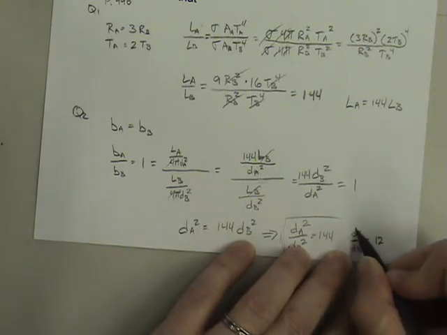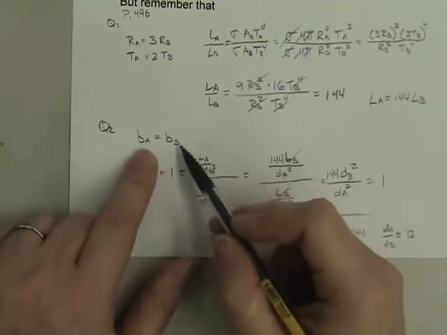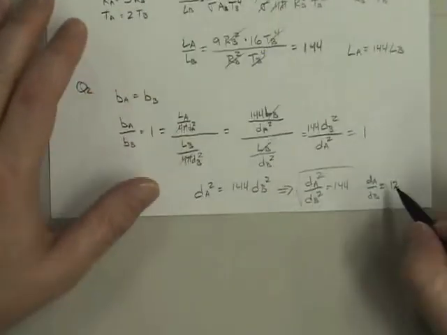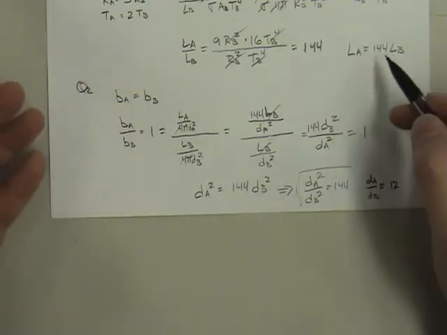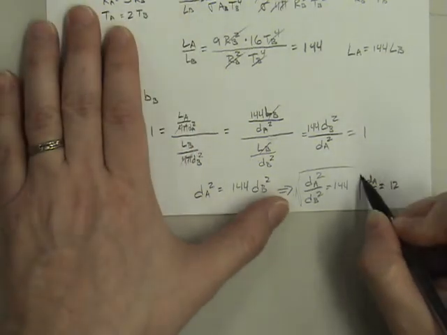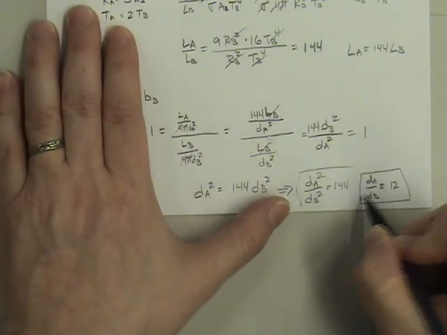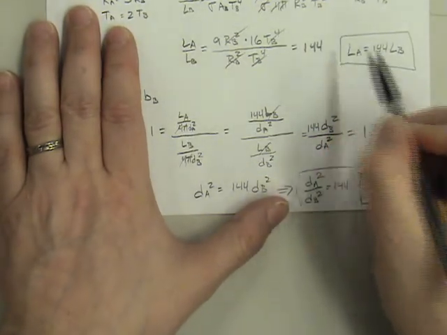So for these two stars to have the exact same apparent brightness, which was our initial starting statement, what would be required is that star A would have to be 12 times farther away. And why does it need to be farther away? It's a lot more luminous. It's much more luminous than star B. And so this would be our final answer for question 2. And then here's our final answer for question 1.